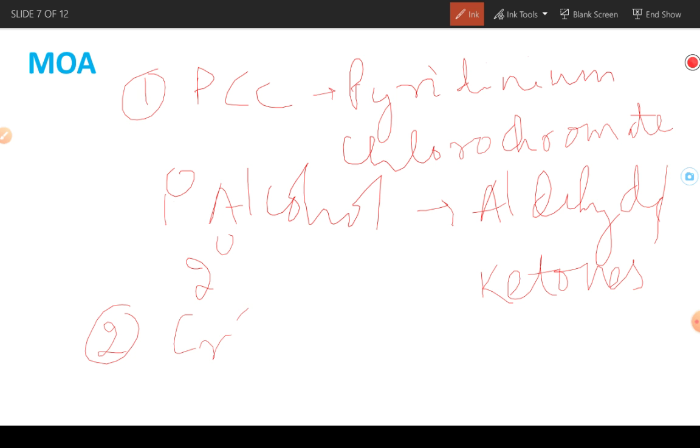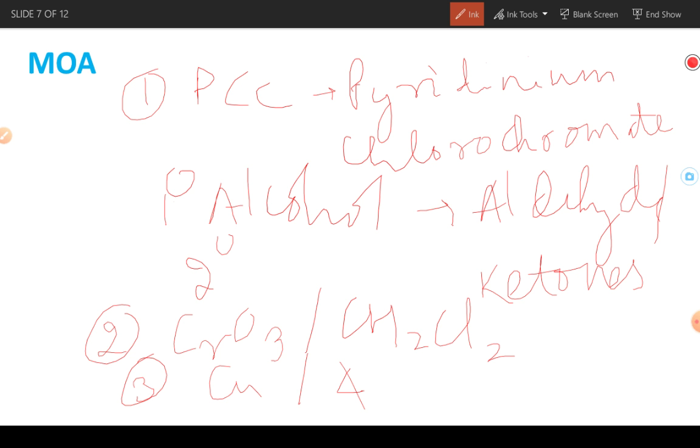CrO3 in the presence of CH2Cl2, or also you can take copper in the presence of heat. These are also mild oxidizing agents. Here you can convert primary alcohol or secondary alcohol into aldehydes and ketones. You also know that CrO3 CH2Cl2 is your PCC reaction. You must be knowing that.